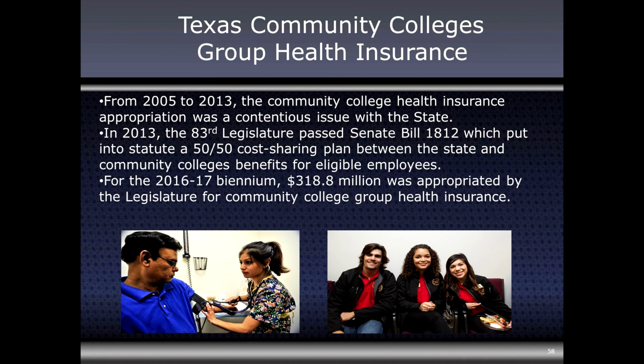Community college health insurance was, I think the slide puts it well, it says contentious. Basically, with the Senate, we were asked to go back and look at that and come up with a percentage, and 50% was what the negotiated amount was. So for the biennium 2016-17, $318.8 million was appropriated for community college group health insurance.